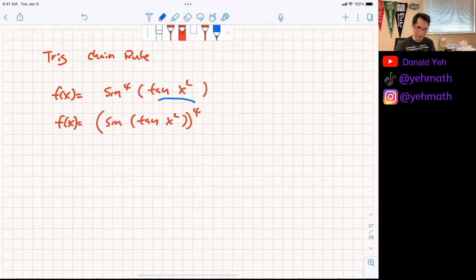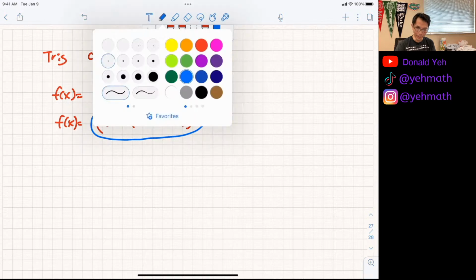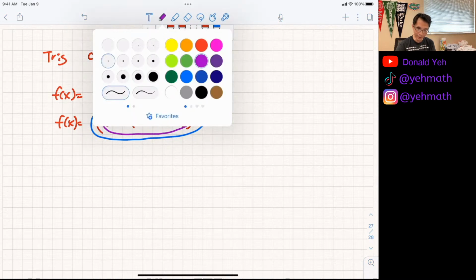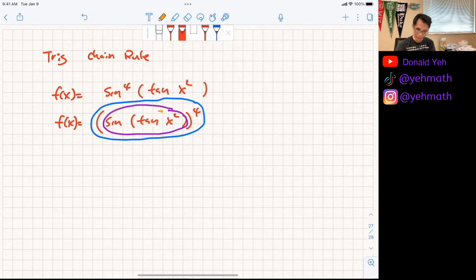First, there is an outermost layer, which is like this. That's the outermost layer, and there is another layer that is going to be purple. And another layer is going to be orange. And there's another layer in dark green, which is x squared. So there are 4 layers when I take a derivative of this. It's a function within a function within a function within a function. Okay? So I want you to take a derivative of this.